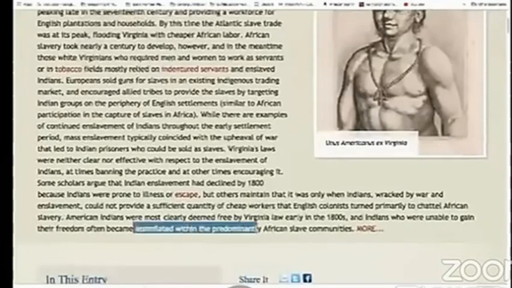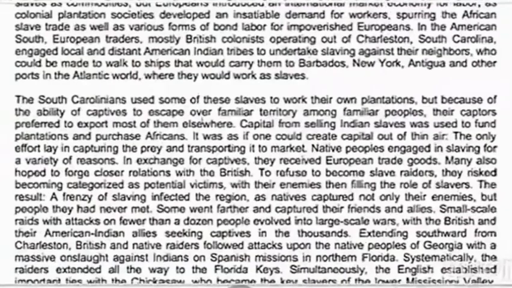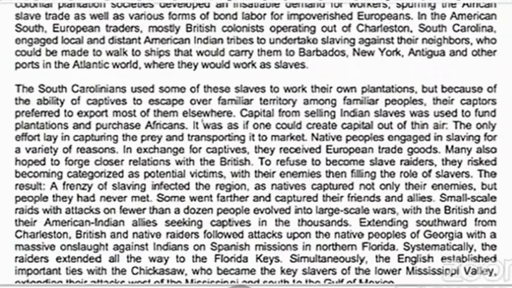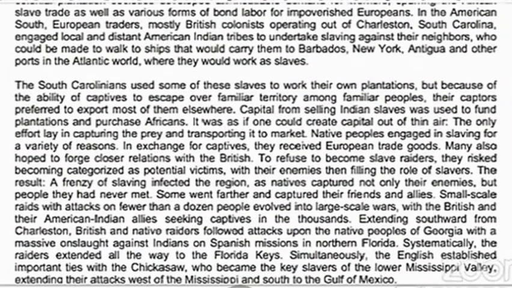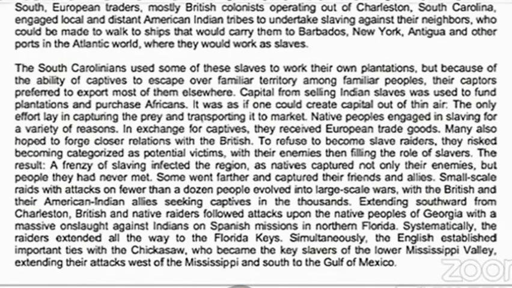They became what? The Indians became who? African American? The South Carolinians used some of these slaves to work their own plantations, but because of the ability of captives to escape over familiar territory among familiar peoples, their captors preferred to export most of them elsewhere. Capital from selling Indian slaves was used to fund plantations and purchase Africans.